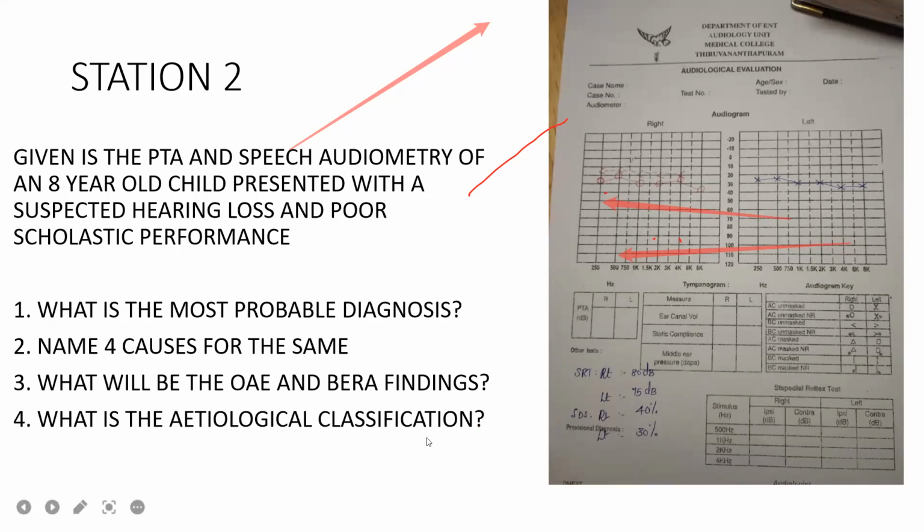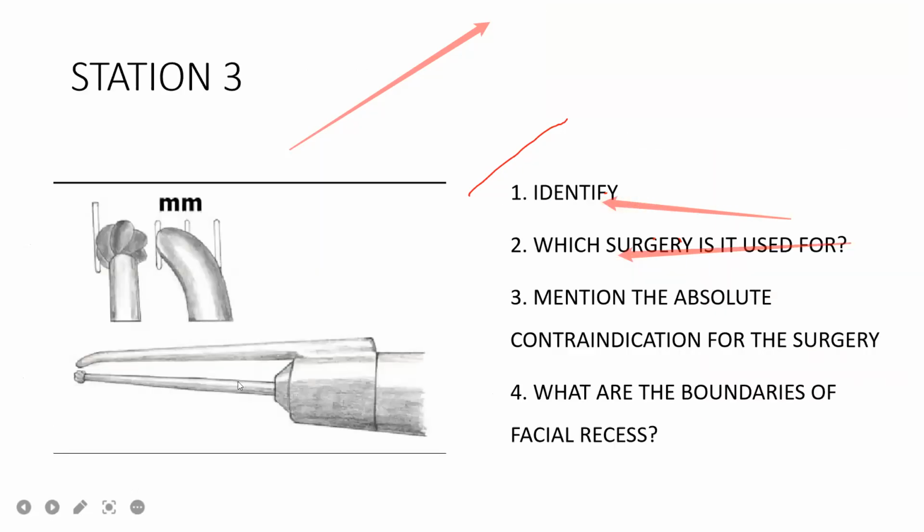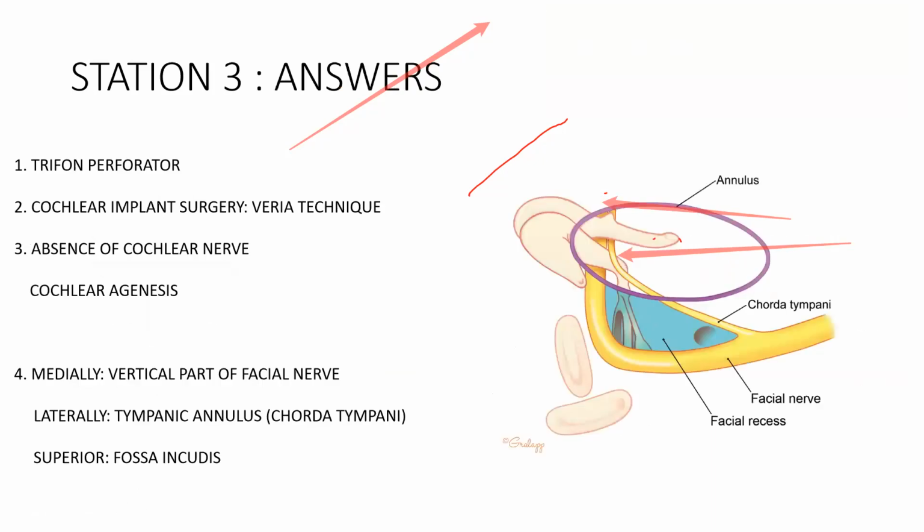Yes. So, can you please move the slide, station 3? That was an instrument to identify. So you were told to identify the instrument and where it is used, and you all know it's a trephine perforator, and this is used for cochlear implant surgery. And you should know every aspect of cochlear implantation and the different instruments specifically used for the surgery.